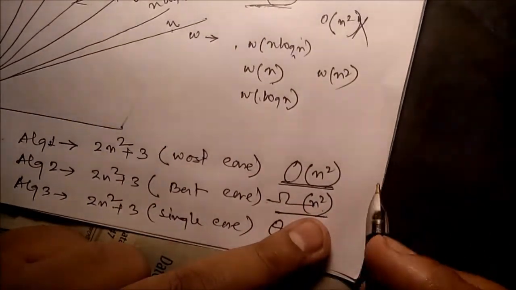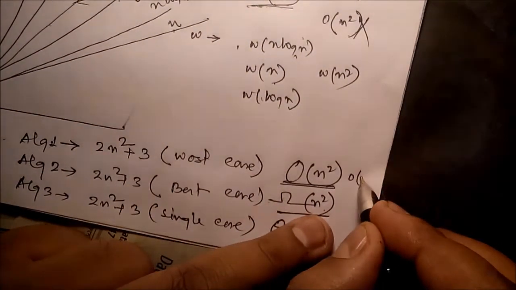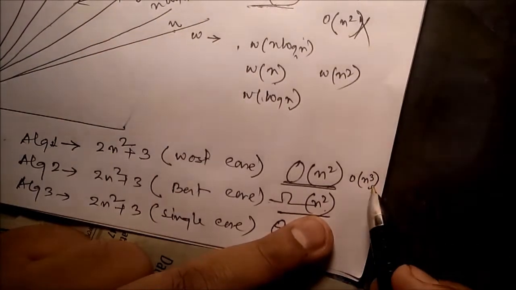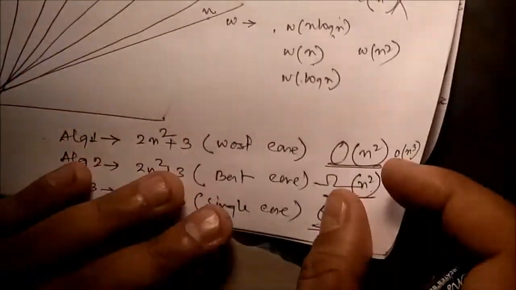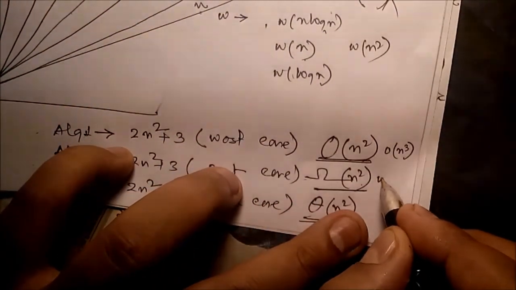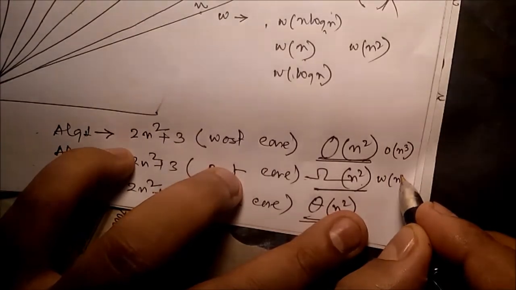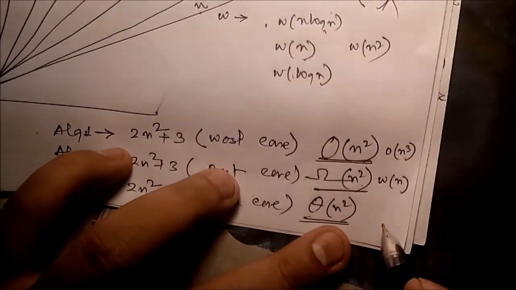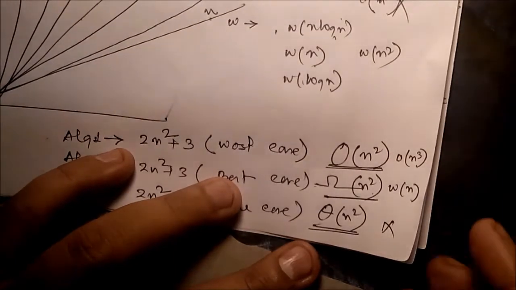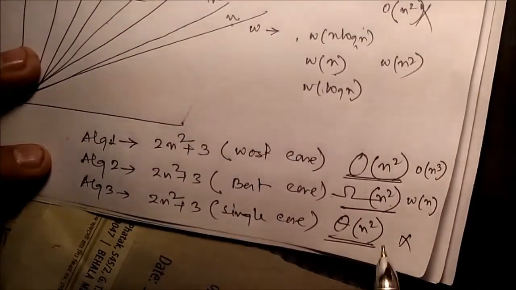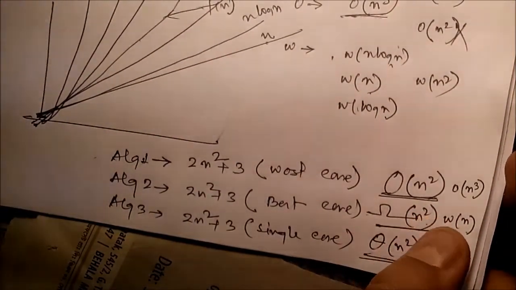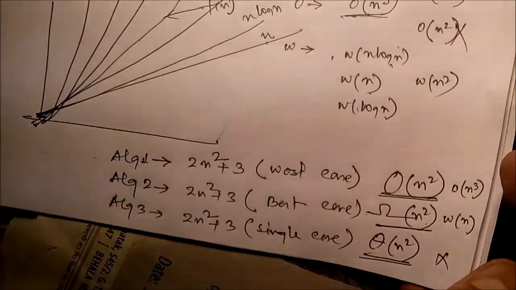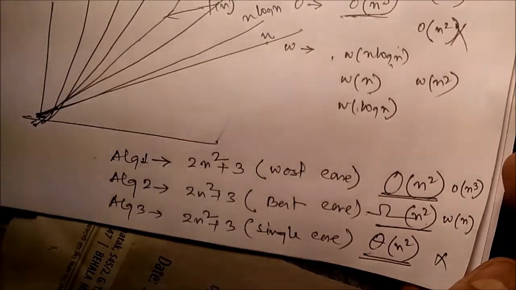Now for this particular equation we may use small o of n cube, because n cube is not asymptotically tight, it is far away from the original. Similarly, if it is a best case we may use omega. So big O represents the worst case complexity, big omega the best case complexity, and theta if a single case is there.